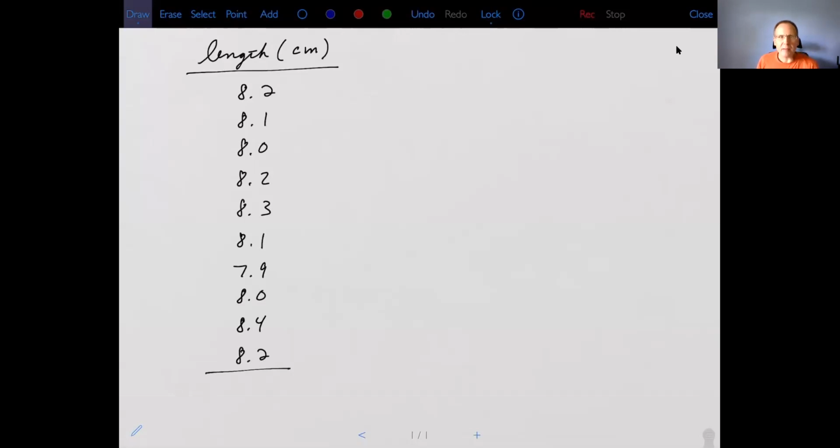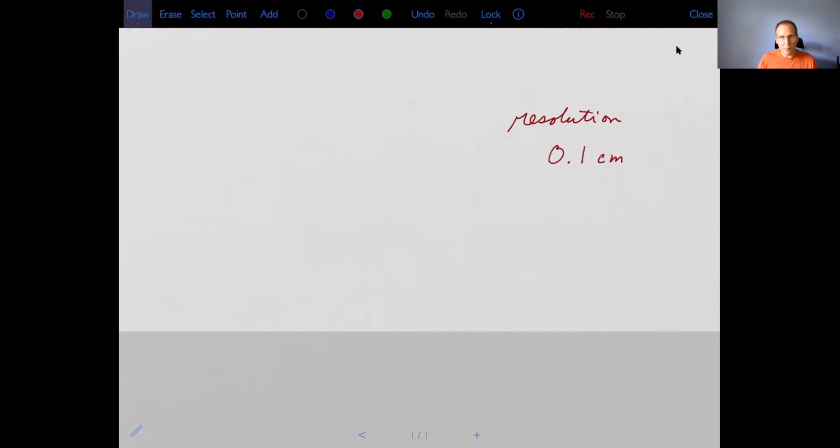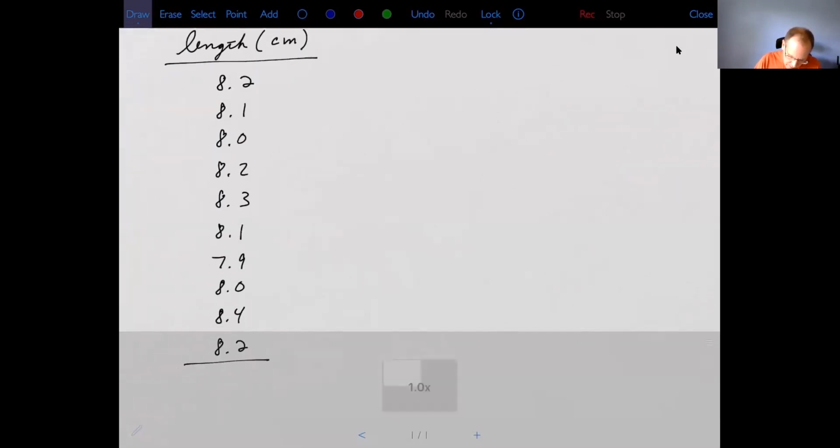Okay, so the first thing you want to do is you want to recognize the resolution of the instrument. So whatever was used to measure the length, we can see that its resolution is 1 decimal place, right? So our best guess, just by looking at the data here, is that the resolution of this instrument, I'll write it over here somewhere, maybe it was a meter stick or something, is going to be 0.1 centimeters, right? Because everything is to 1 decimal place. So the resolution is 0.1 centimeters. All right, let me go back to the data.